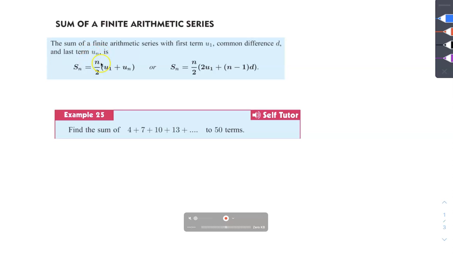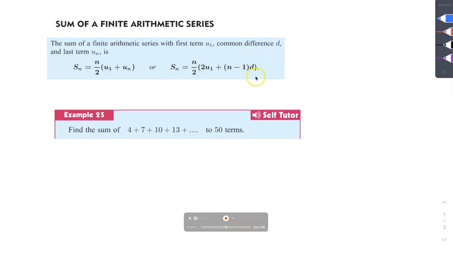So the way you find the sum of a finite arithmetic series is this way. If you want to find the sum of the first n terms, you can use this formula: the sum of the first n terms of an arithmetic sequence is n over 2 times u1 plus un. So u1 is the first term, un is the nth term. Watch out, that's not the n, that's the nth term. Very different things right there.